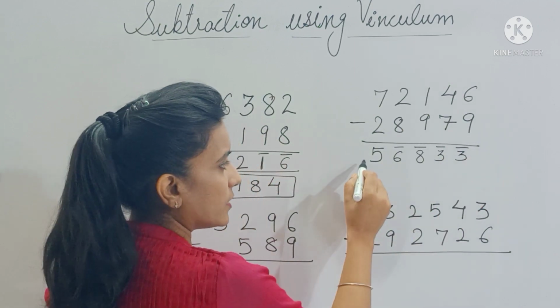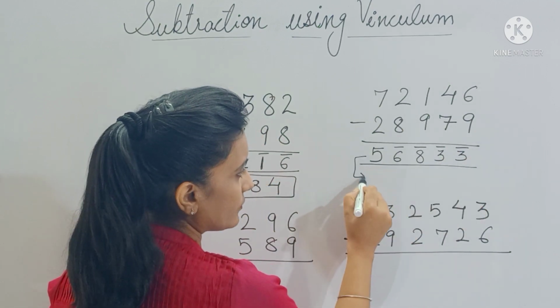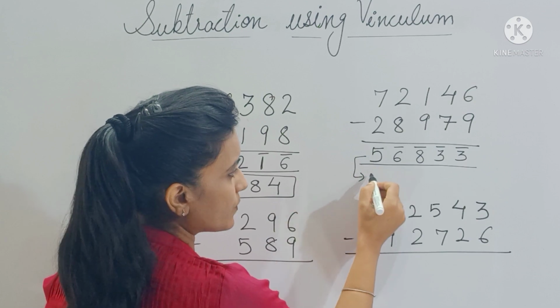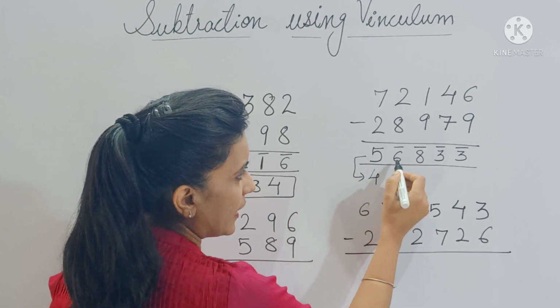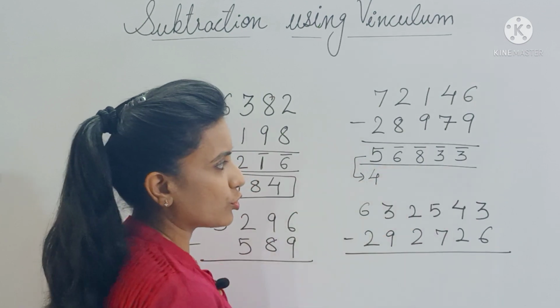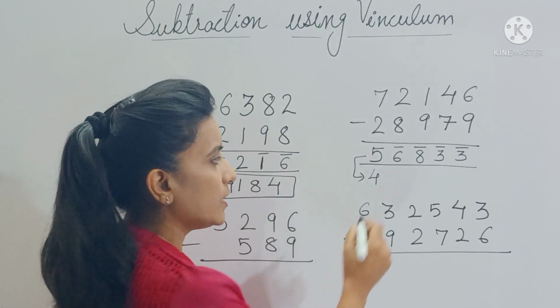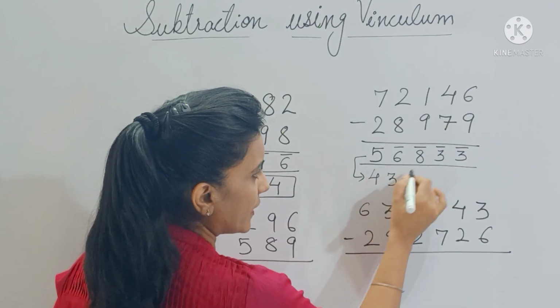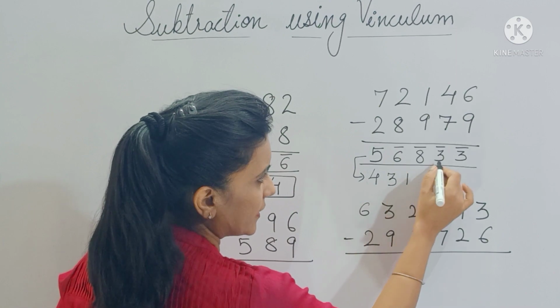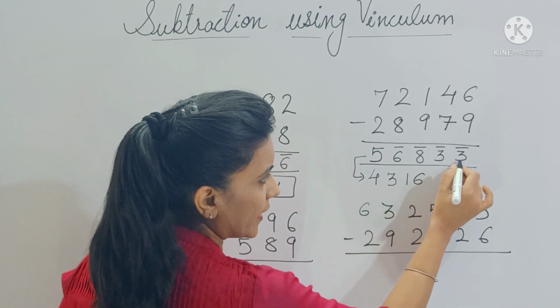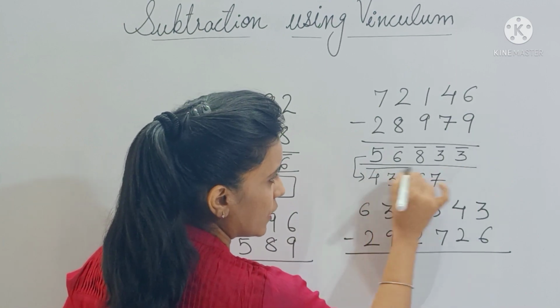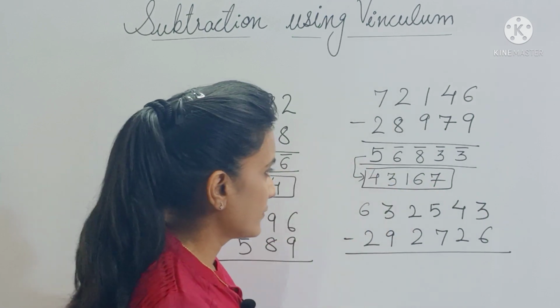Okay. Now let's devinculate this number. So 5 you have to reduce by 1. So you get 4 here. And here apply subtraction all from 9, last from 10. So 6 plus 3 gives you 9, 8 plus 1 gives you 9, 3 plus 6 gives you 9 and 3 plus 7 gives you 10. So this is your answer.